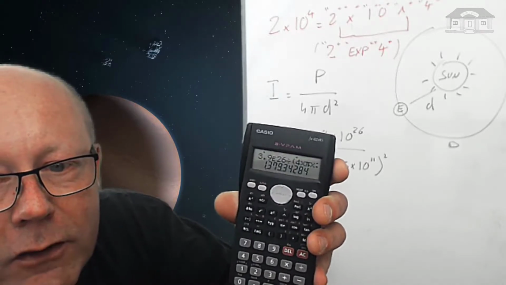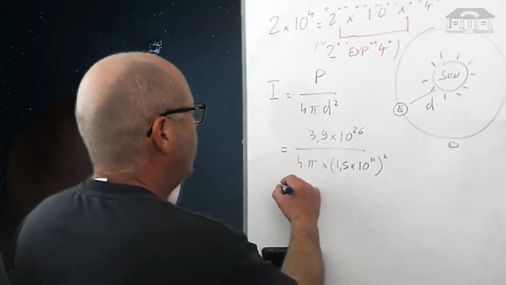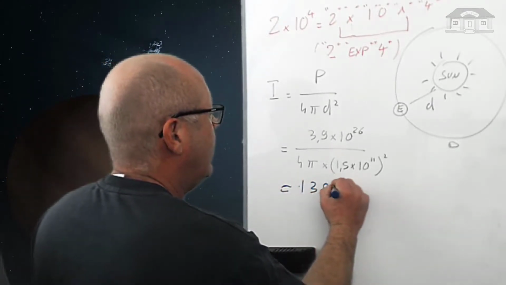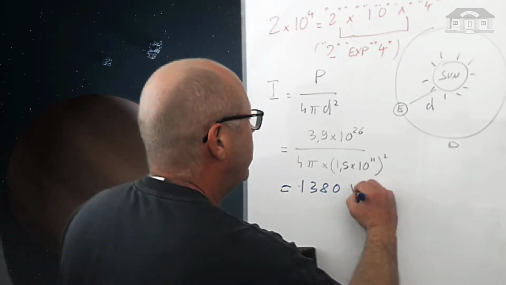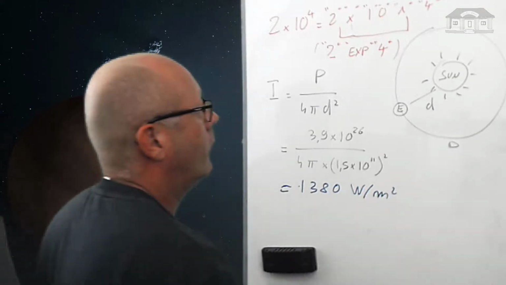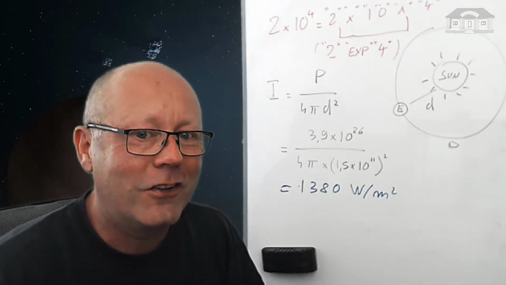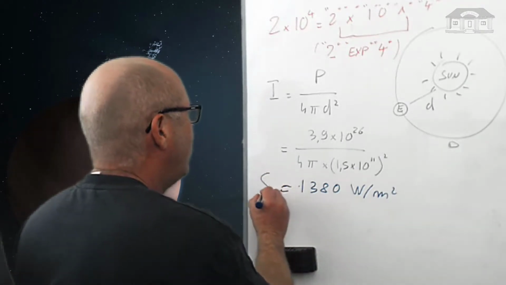I find 1,379, or about 1,380 watts per meter squared. This is called the solar constant. It's actually got a name, this number. It's called S, the solar constant.